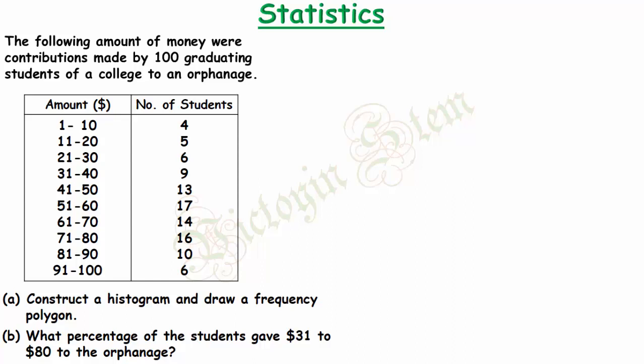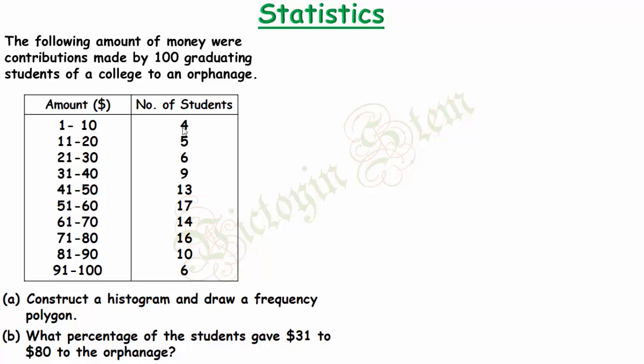Today I'll be solving a problem on the topic statistics. In this problem, the question states the following: the amounts of money were contributions made by 100 graduating students of a college to an orphanage. The first column contains the amount of money given by the students to the orphanage, which ranges from $1 to $100. Whereas the second column gave us the number of students that gave the respective amount of money on the left hand side of the table.